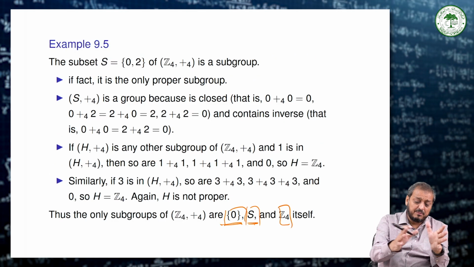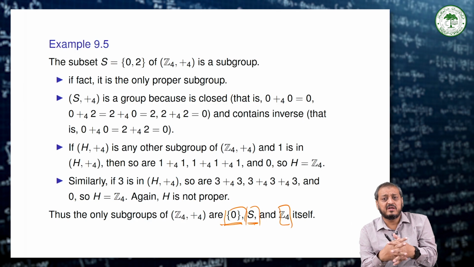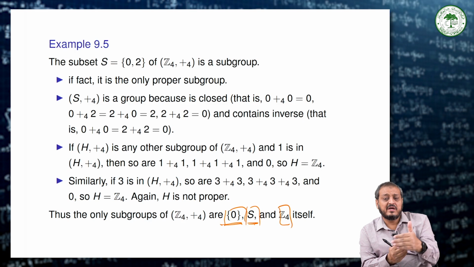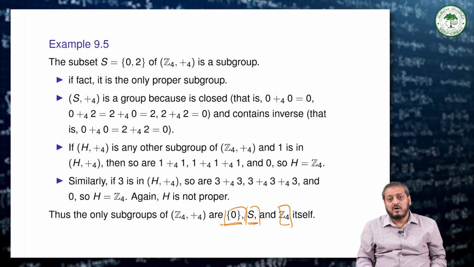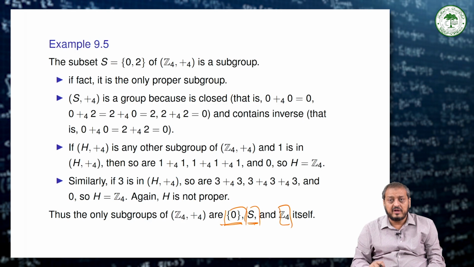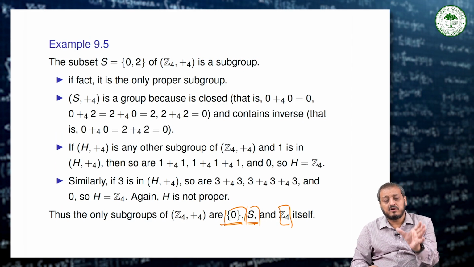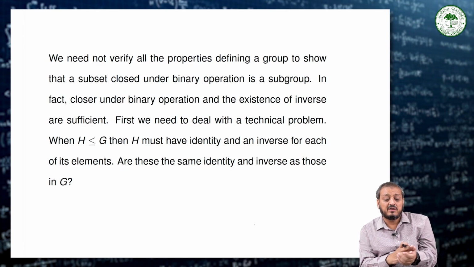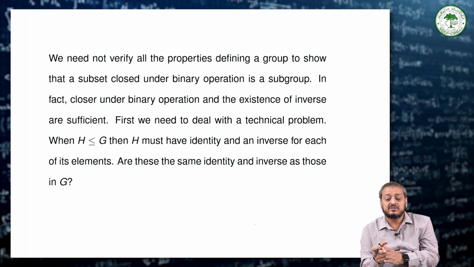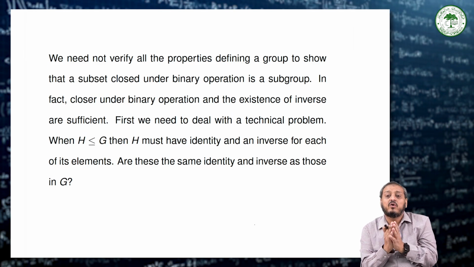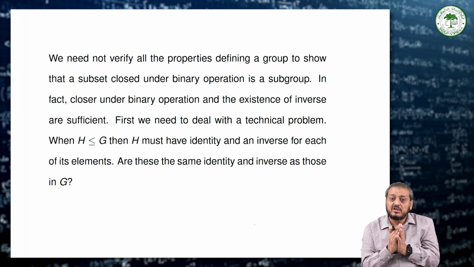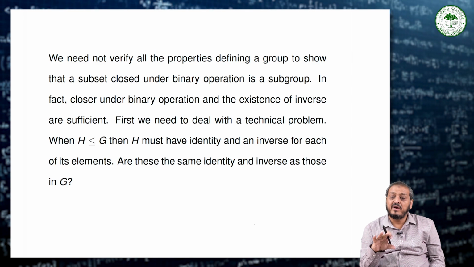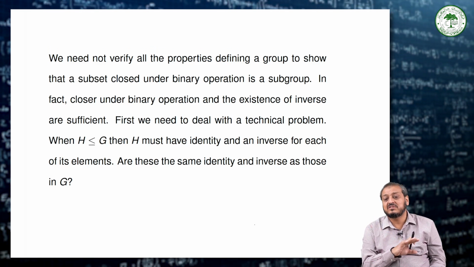Up to now we have been checking all the properties of a group to show whether a subset H of a given group G is a subgroup or not. But we need not verify all the properties defining a group to show that a subset closed under the binary operation is a subgroup. In fact, closure under the binary operation and the existence of inverses are sufficient.